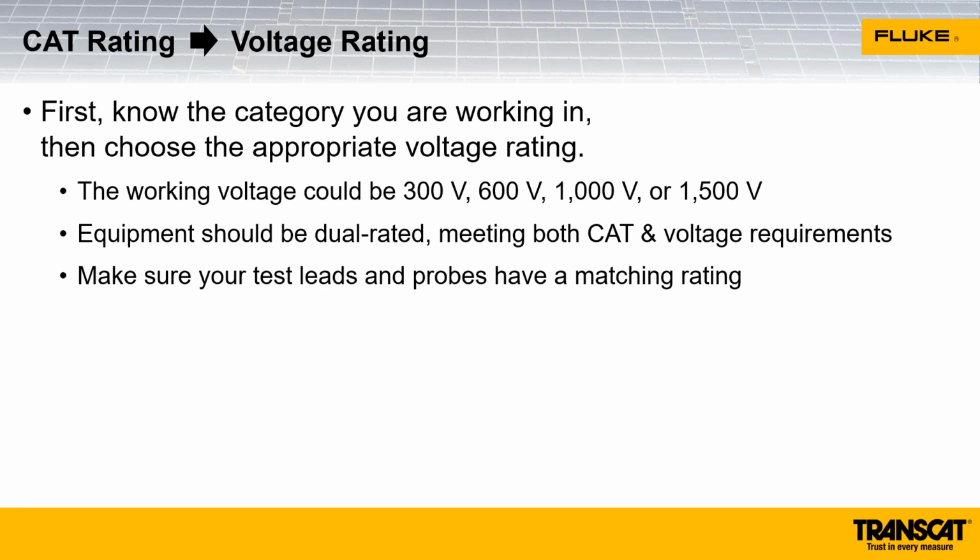In solar installations, we may see up to 600 volts on residential systems on the DC side in the category 3 environment. We'll see up to 1,000 volts on commercial and industrial buildings, and we can even see up to 1,500 volts on utility scale ground mounted projects. The test equipment that we're working with really needs to have the category rating for the environment and a voltage rating that is above the voltage that we're working at.